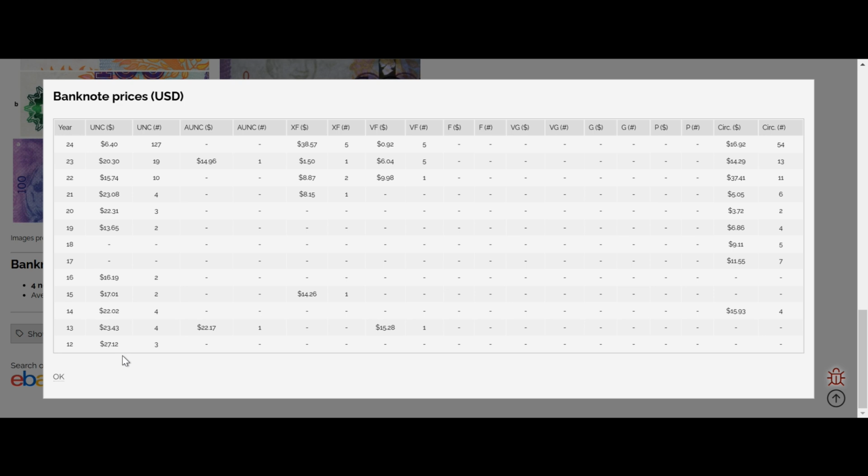banknote, in 2012 when it first came out, it was $27 on average, then 23, 22, and then you see the price starts dropping. And you can see today, it's about $6.40, right? With 127 sold in our database. So this is a cool way to look at the data.